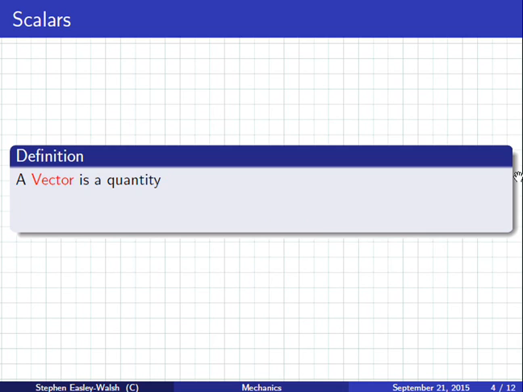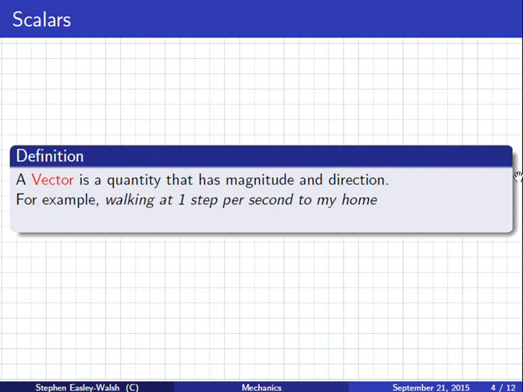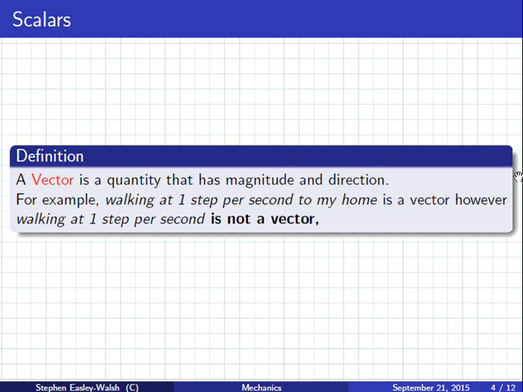I'm just writing that. Okay. So, a vector has magnitude and direction. So, for example, one step per second to my home is a vector, but one step per second is not a vector. Because for a vector, you do need a direction.